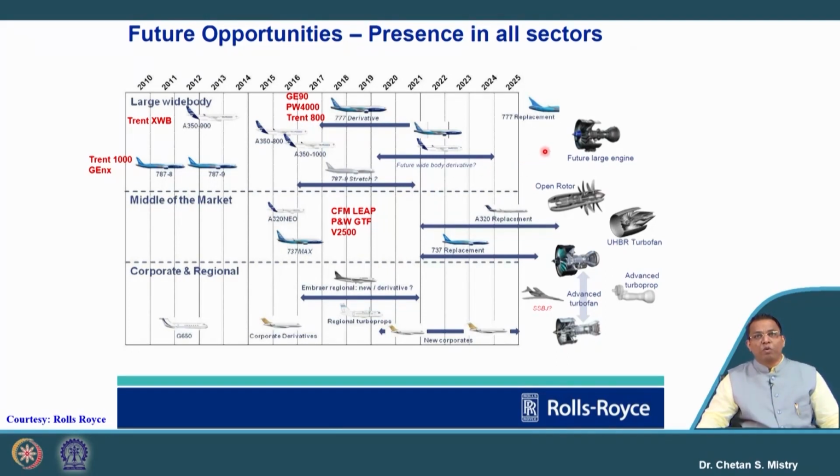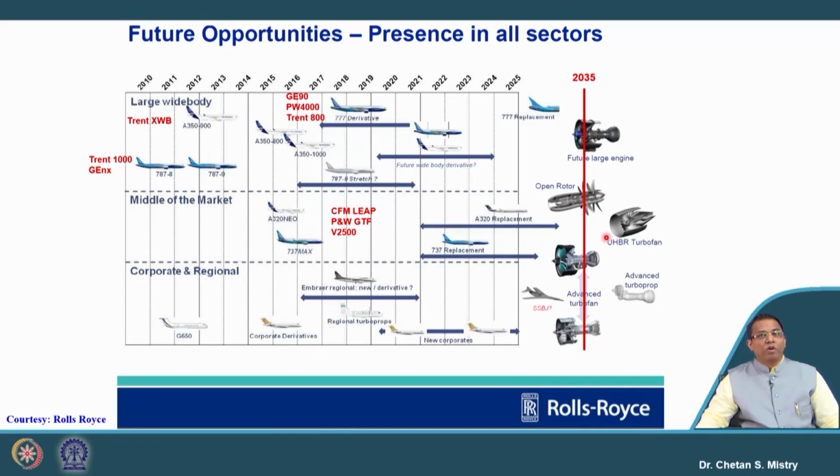Here it says these are the future engines: advanced turbofan engine, advanced turboprop engine, ultra high bypass ratio turbofan, open rotor, and large engines. We are also moving towards supersonic business jets. Now you can say these all are with the target of 2020 to 2035.